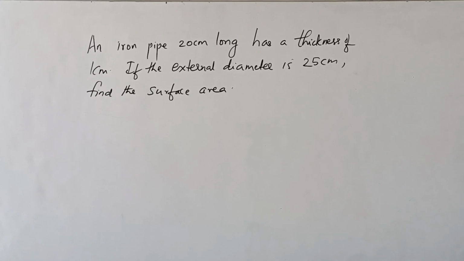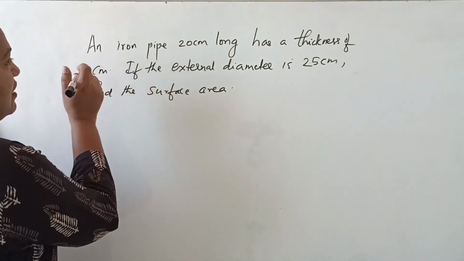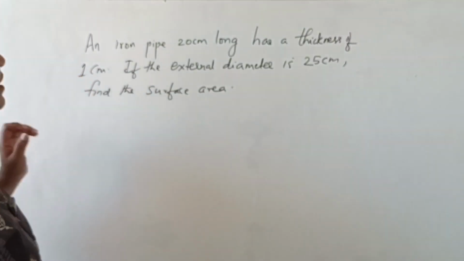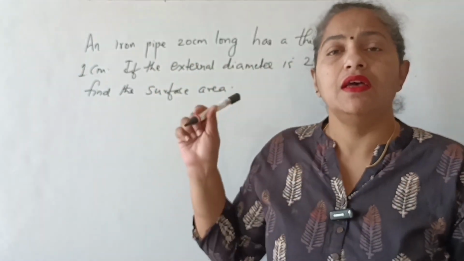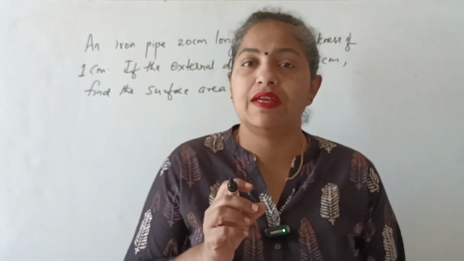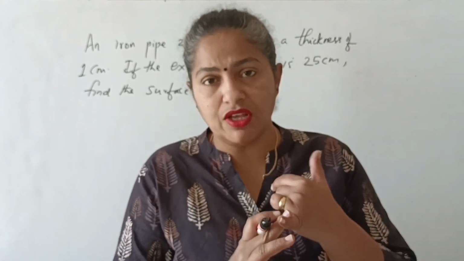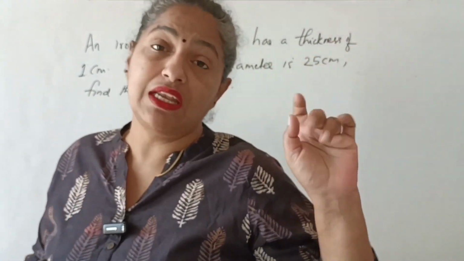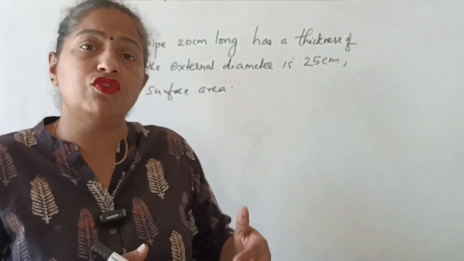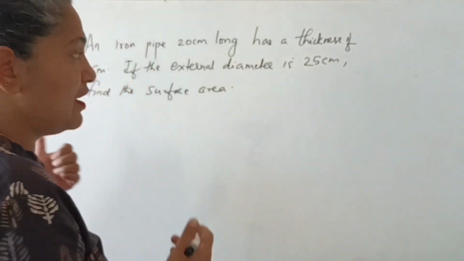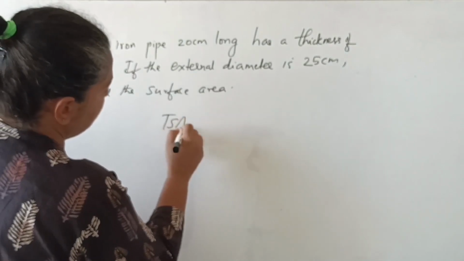An iron pipe 20 centimeter long has a thickness of 1 centimeter. Okay, so if the external diameter is 25 centimeters, find the surface area. So we need to find the TSA or the total surface area, and the pipe that is given to us is very evidently a hollow iron pipe. The reason being the thickness is also given and the external diameter is specifically mentioned as 25 centimeter. So we need to find the internal diameter in order to move on with the sum, in order to find the TSA.